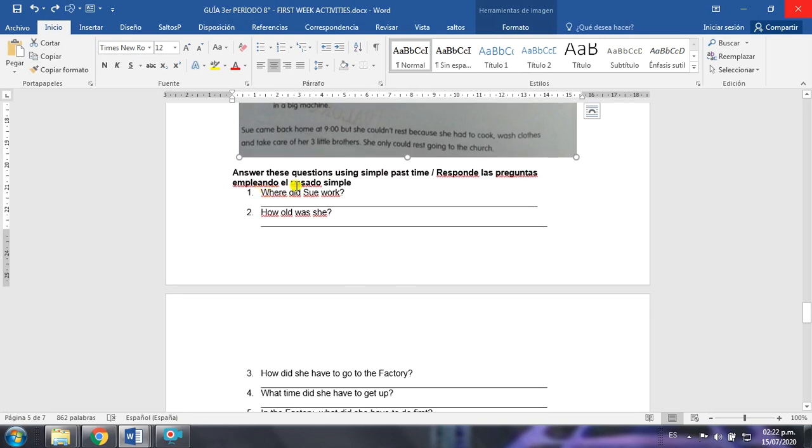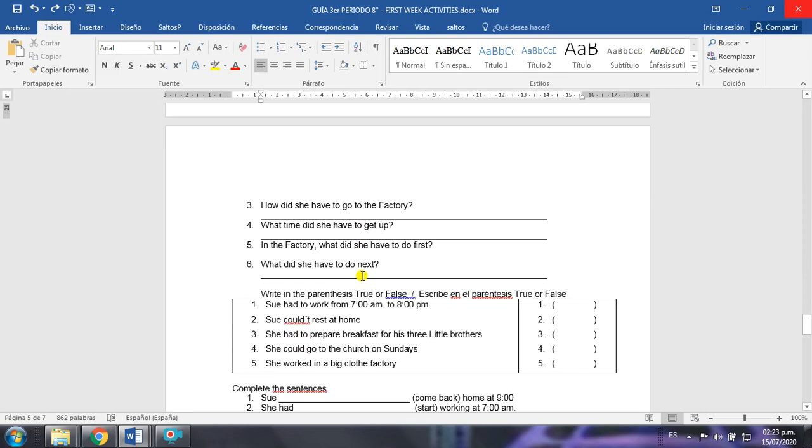Answer the questions using simple past tense. Responde las preguntas empleando el pasado simple. Number 1. Where did Sue work? Recuerda contestar empleando el verbo en pasado. Number 2. How old was she? Number 3. How did she have to go to the factory?